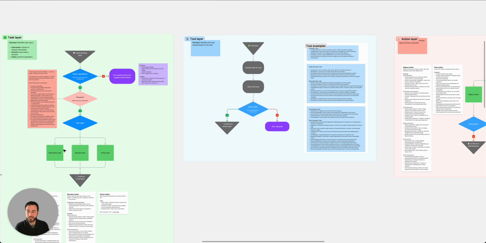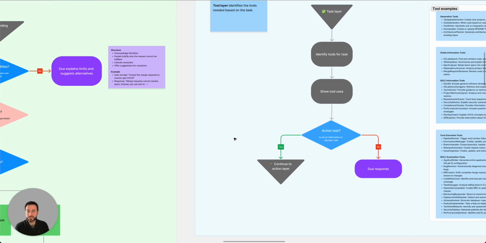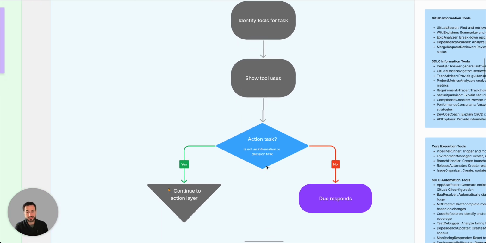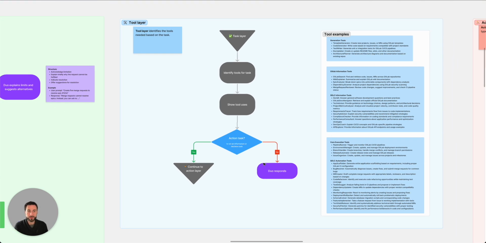Then from the task layer, once we've identified the type of task, information, decision, or action, we continue to the tool layer, which will help identify what are the tools that we need for that task, and also highlight that we need to show in the UI which tools are being used. And from there, we decide if it's an action task or not. So in this case, if it's only an information or decision task, we don't need to proceed to the action layer, which will again perform operations. We should only respond in the chat with the information, with the output.